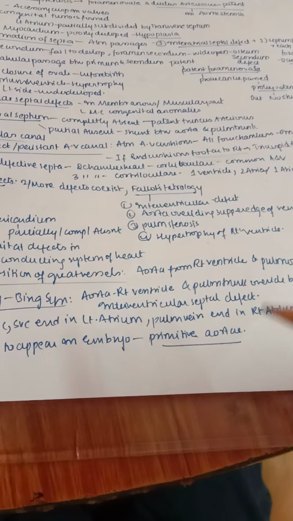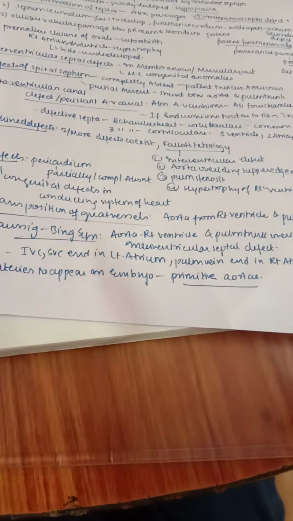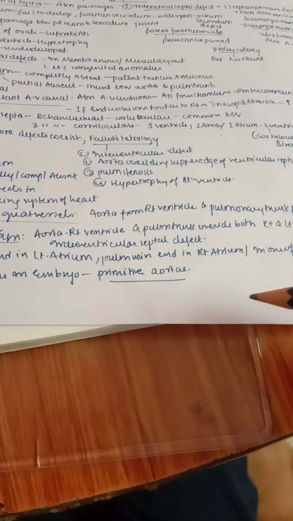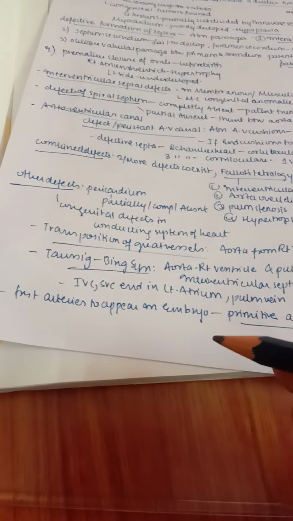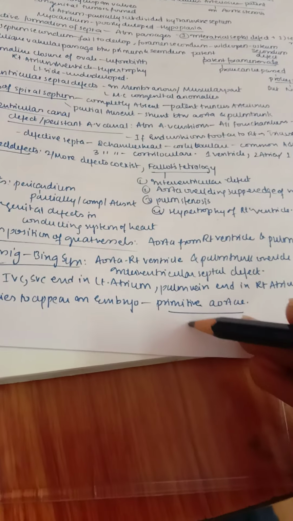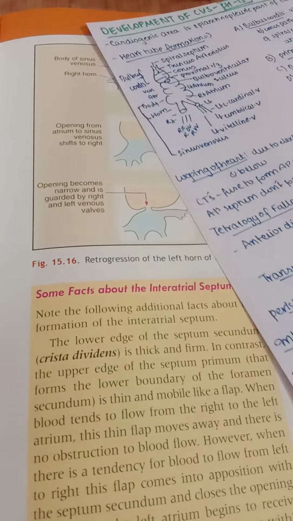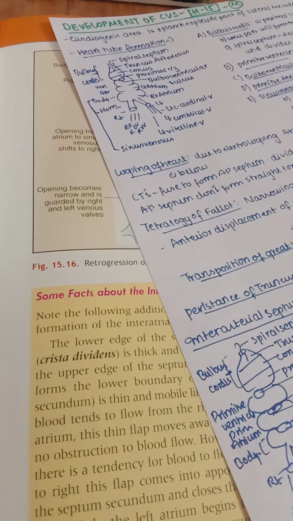And there may be interventricular septal defects, and also IVC, SVC end in the left atrium. Pulmonary vein may end in the right atrium or in one of the tributaries. And also there may be persistence of the first arteries to appear in the embryo, like primitive aorta. So this is like a readout because it is a very big chapter. You can understand it by means of diagrams.